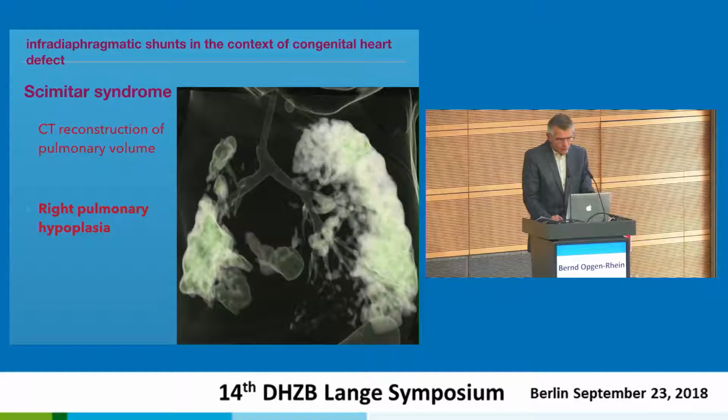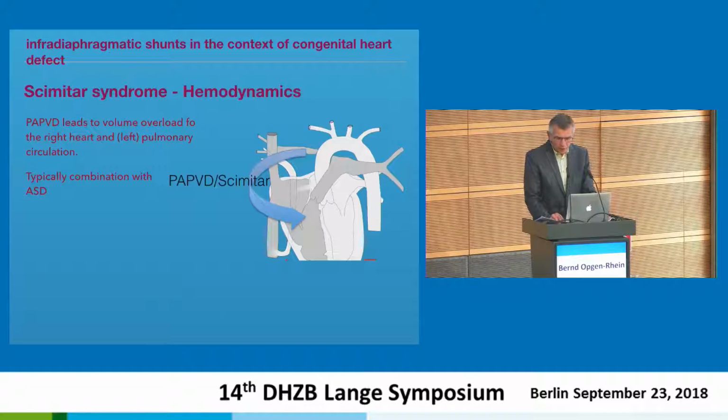CT is sometimes done, especially for pulmonary diagnostics. Here we see a reconstruction of the right pulmonary hypoplasia. So the hemodynamics in the so-called adult form, I will come to the other one later, is easily described as a left to right shunt with right ventricular volume overload, like a relevant ASD. The difference is that the main pulmonary blood flow is directed to the left pulmonary artery, as the right one is usually hypoplastic. An ASD is usually found as well.